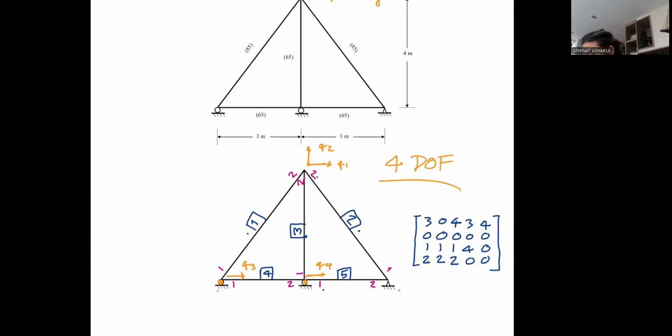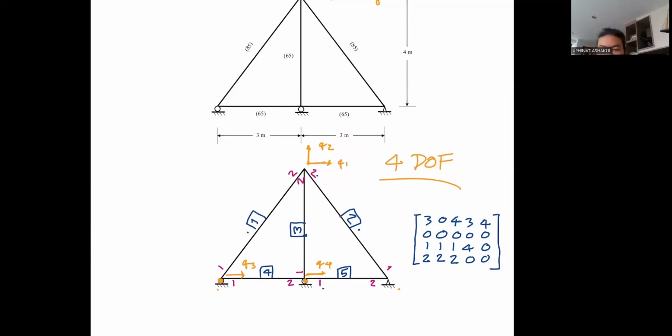And likewise for member number 5, we have the hinge on the right side. So we only have 1 displacement, Q4. So it's 4, 0, 0, 0, 0. Okay. So far, you guys are okay?